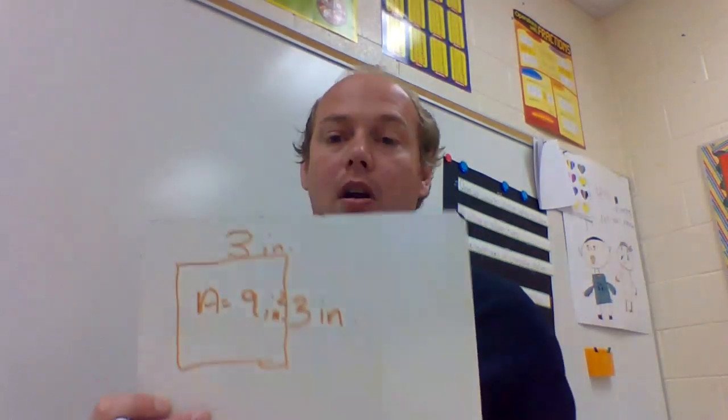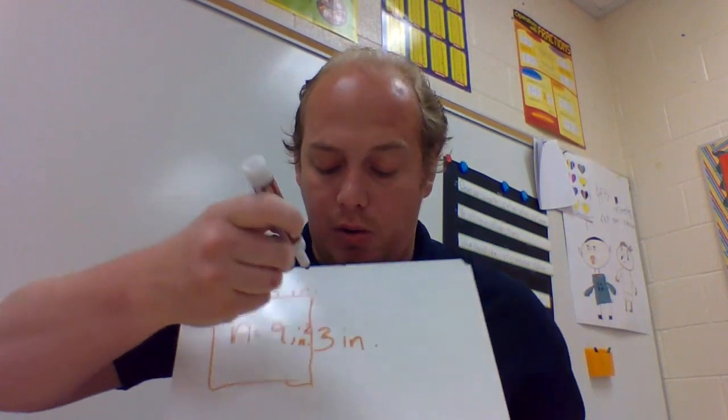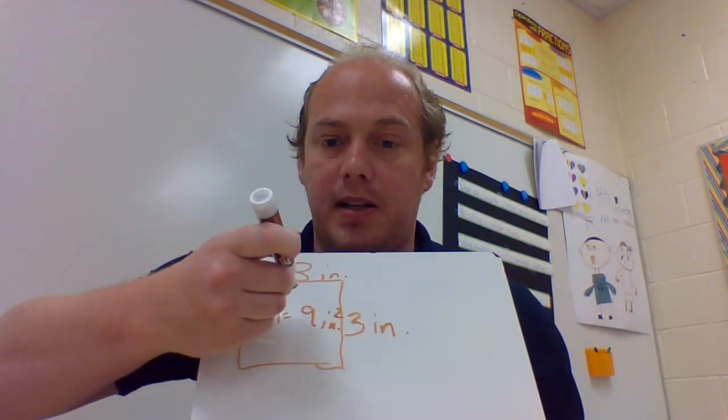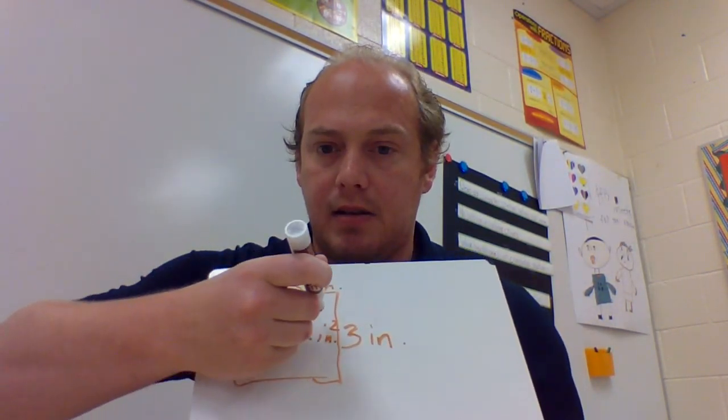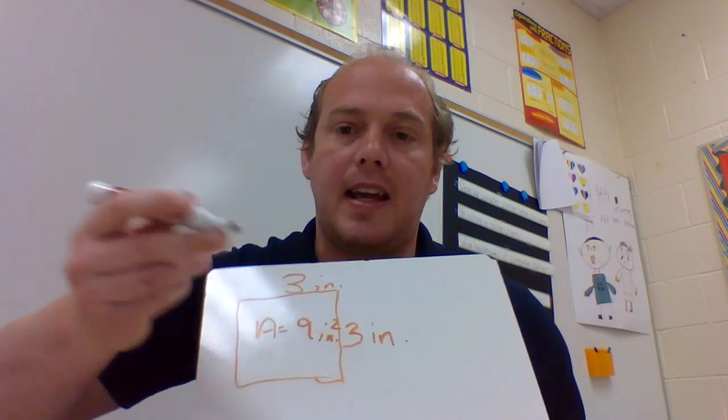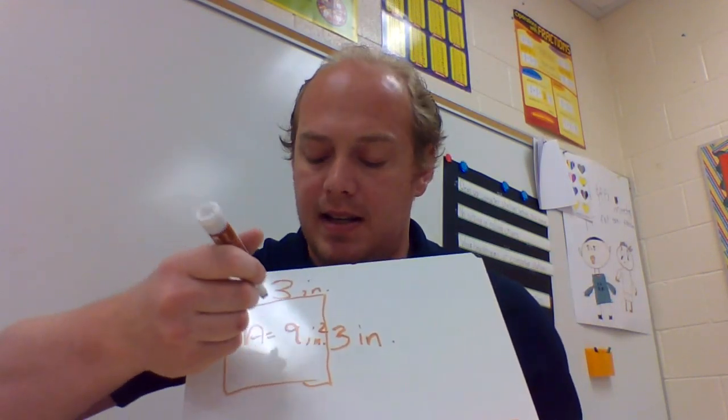And the way that we show this area is we put this little 2 over the inches. So the area of this square is 9 inches, and the way we say that is squared: 9 inches squared. But just know it has a little 2 over it when it's area.